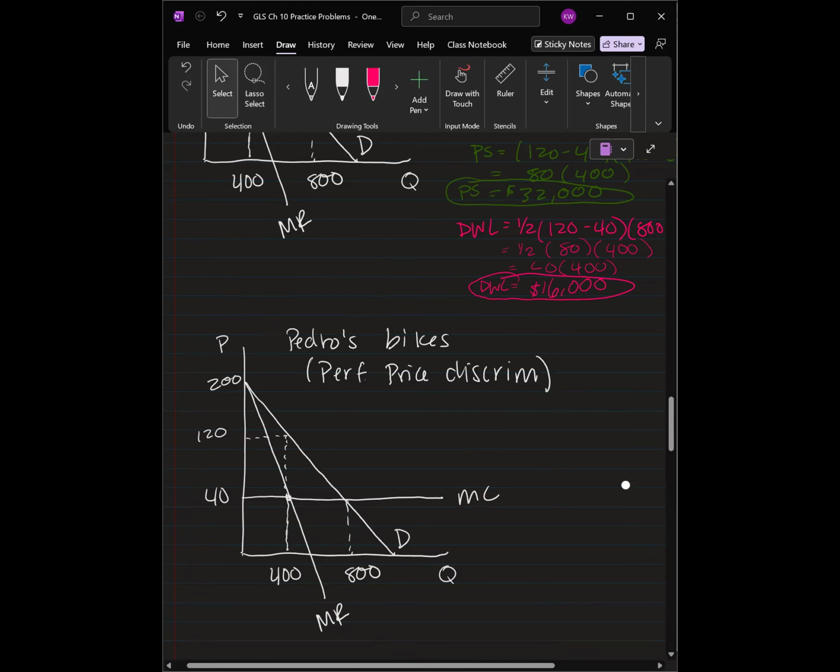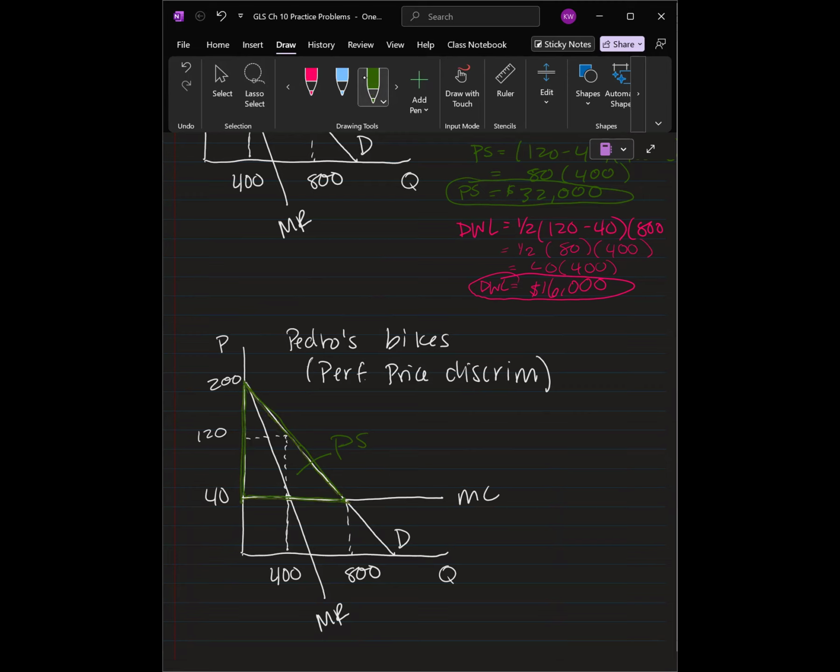Okay, so now when Pedro is a perfectly price discriminating monopolist, he's charging everyone their willingness to pay. So he's walking the market down its demand curve, right? He's walking consumers down their demand curve. So he's going to sell every single bicycle up until the point when the last price that he charges is exactly equal to his marginal cost of providing those bikes. So in essence, what that means is he captures the entirety of the market as producer surplus.